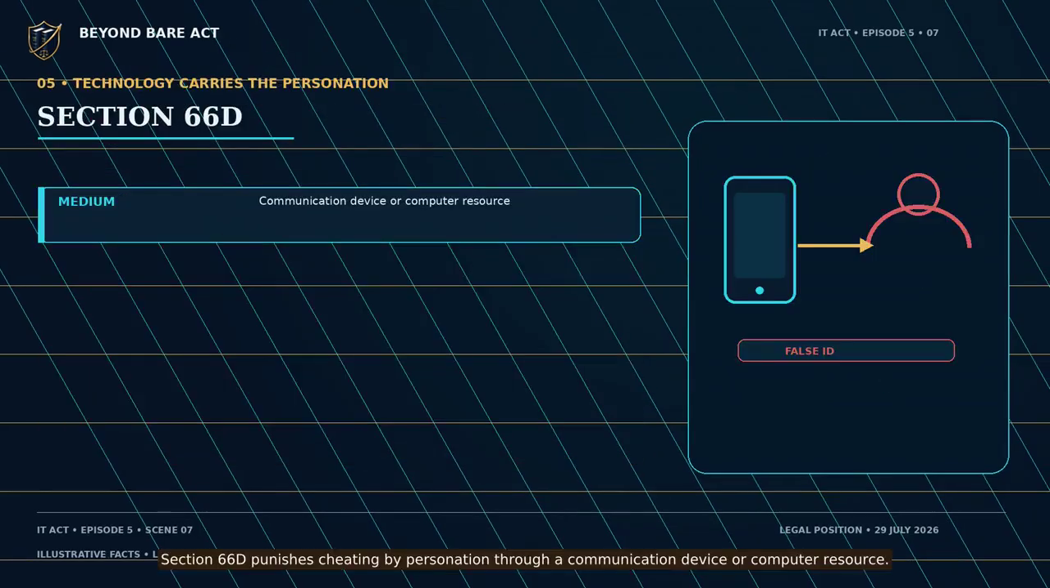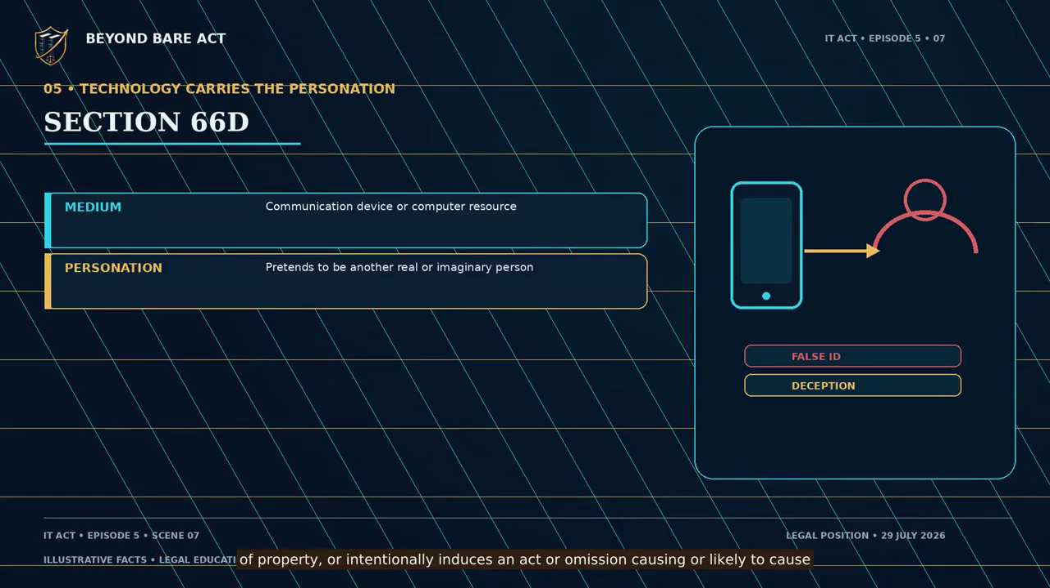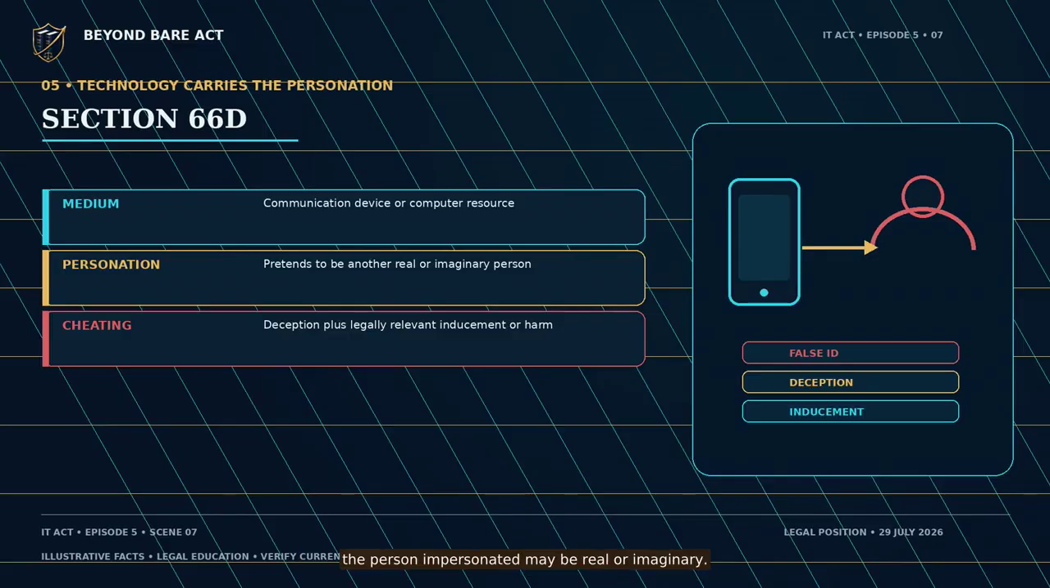Section 66D punishes cheating by personation through a communication device or computer resource. The device is the medium. Personation and cheating are the legal core. Under the BNS, cheating involves deception that fraudulently or dishonestly induces delivery or retention of property, or intentionally induces an act or omission causing or likely to cause legally recognised harm. Personation means pretending to be another person, knowingly substituting one person for another, or representing someone as a person they are not. The person impersonated may be real or imaginary.